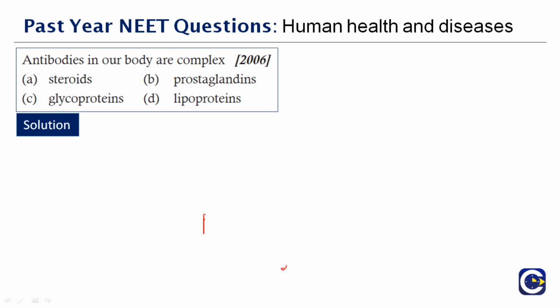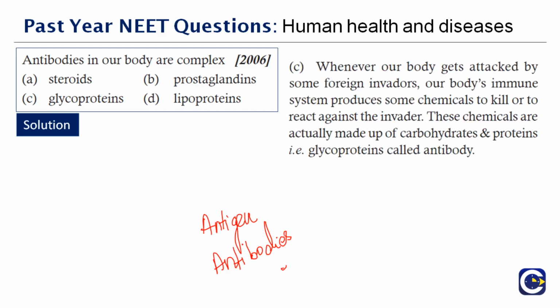The foreign material that enters our body is called an antigen. And when the body tries to respond, in turn it produces antibodies to attack the antigen and eradicate it from your body. These chemicals are made up of carbohydrates and proteins, that is glycoproteins, which are simply called antibodies.